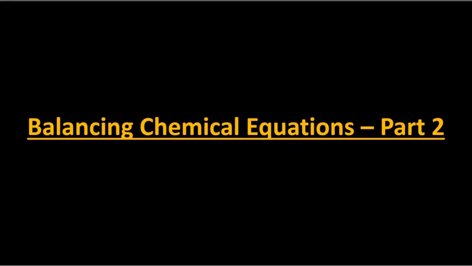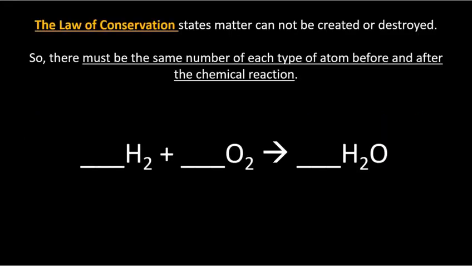Okay, first off, remember the law of conservation. We talked about it at the end last time. It states matter cannot be created or destroyed, so there have to be the same number of each type of atom before and after the chemical reaction.